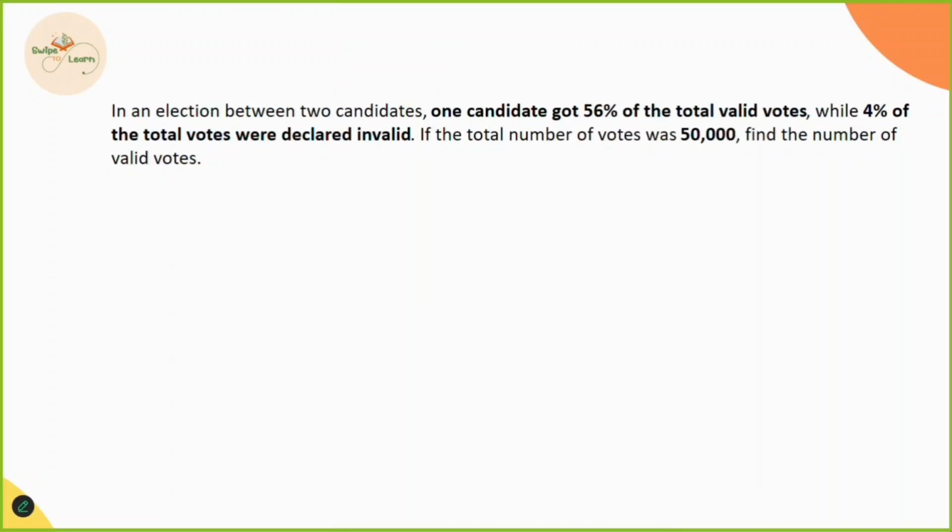In an election between two candidates, one candidate got 50% of the total valid votes, while 4% of the total votes are declared invalid. If the total votes are 50,000, find the number of valid votes.